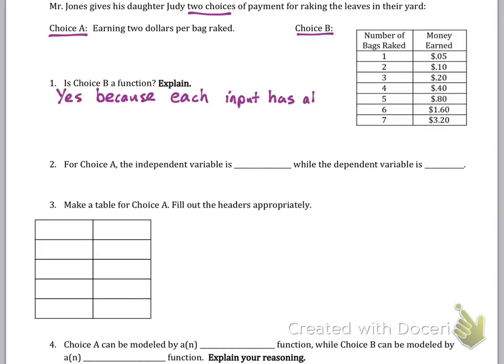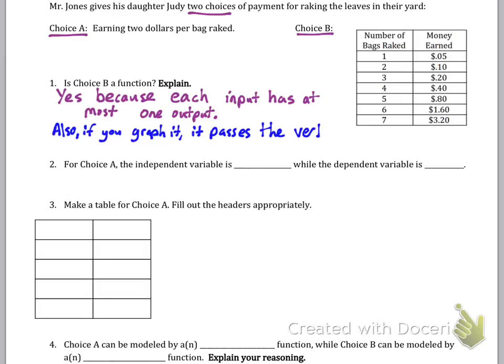Yes, this is a function because each input has at most one output. Another way of thinking of that is, if you graph it, it passes the vertical line test. That means that when you draw a vertical line, it never hits more than one point. So it passes the vertical line test and it is a function. You're always welcome to graph any table or equation that you're not sure of, or even a mapping diagram, to see if it passes the vertical line test. Some students much prefer to decide whether it's a function that way.